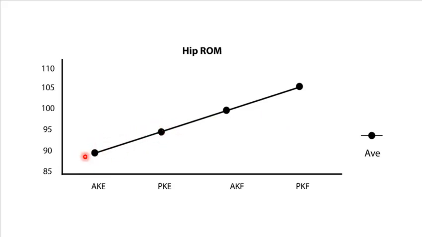Passive would be a little bit more than active. Passive range of motion is always going to be greater than active range of motion because you're taking some slack out of that elastic tissue, that connective tissue.